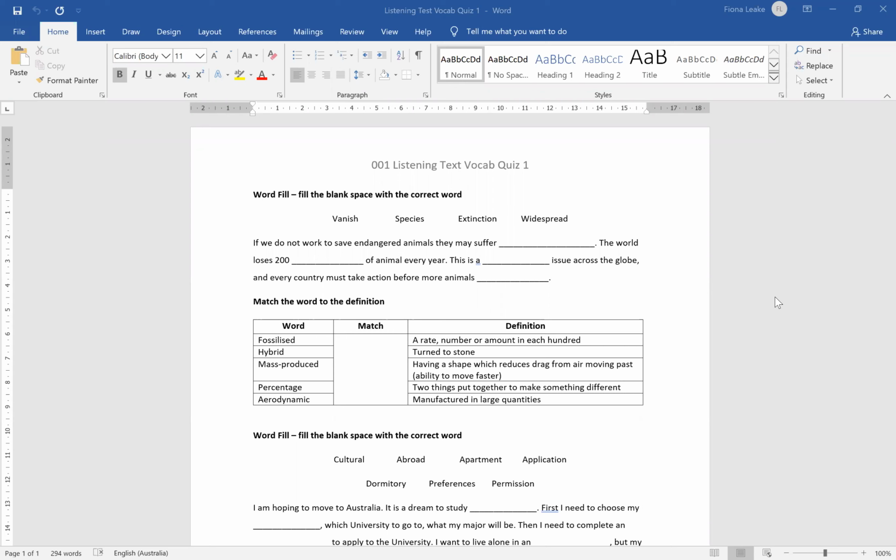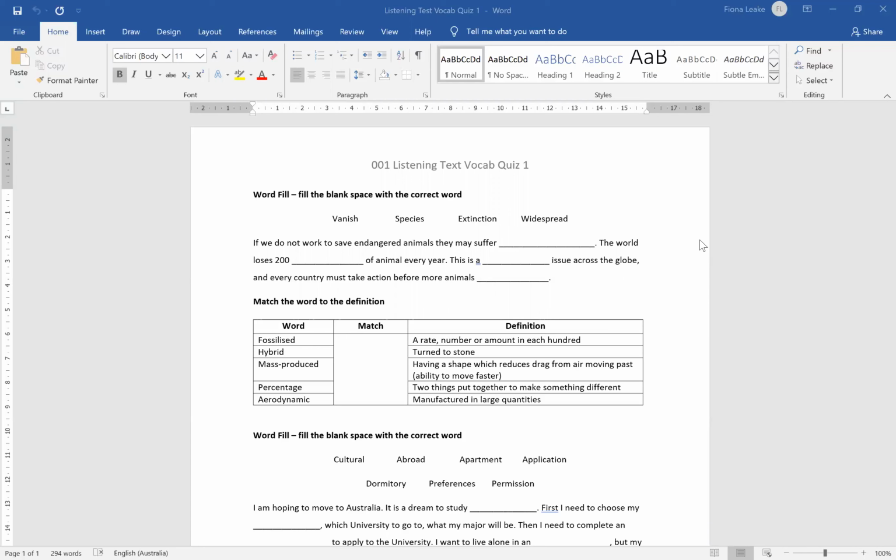So what I need you to do, make sure that you have this document right in front of you with a pen. It's very important that you do this by yourself. Please don't look at other people's work, and please don't discuss the questions or the answers with anyone else. The reason being, we want to see how much vocabulary you know and what vocabulary you need to learn.